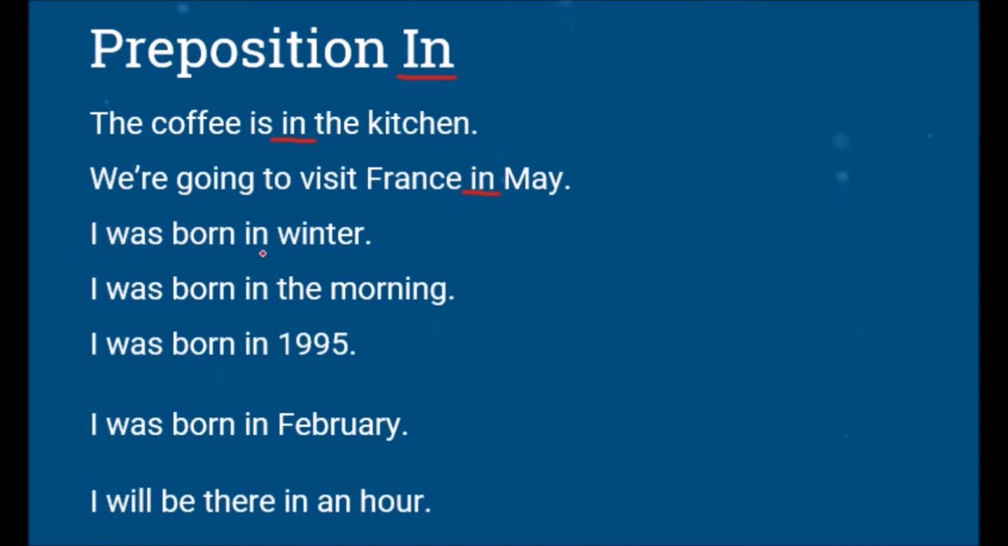Next example, I was born in winter. As I have already mentioned, in is used with seasons. Next example, I was born in the morning. So in this sentence, in shows part of the day, in the morning or in the afternoon or in the evening. The preposition in is used with parts of the day. Next example, I was born in 1995. The preposition in is also used with years, like in this sentence, or we could say, I'm planning to visit London in 2018 or 2019. Next example, I was born in February. The preposition in is used with months. In is also used to show after a certain period of time, like in this sentence, I'll be there in an hour.